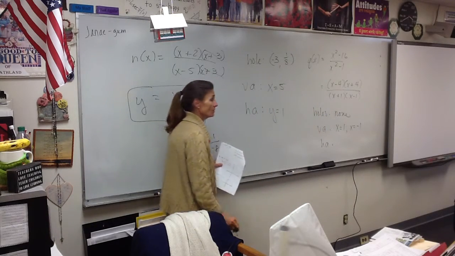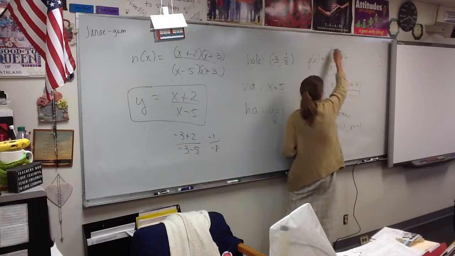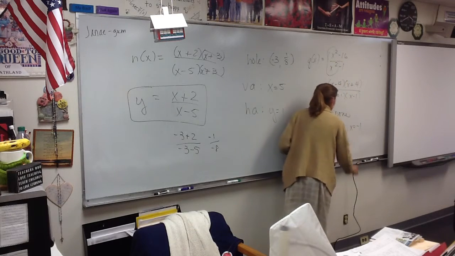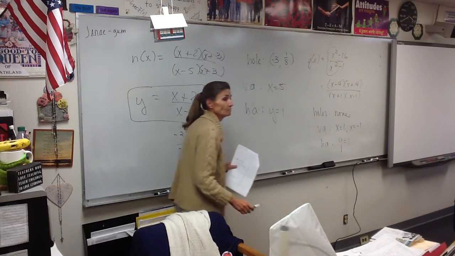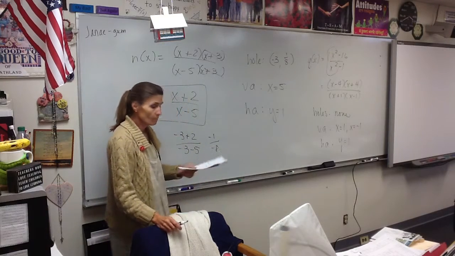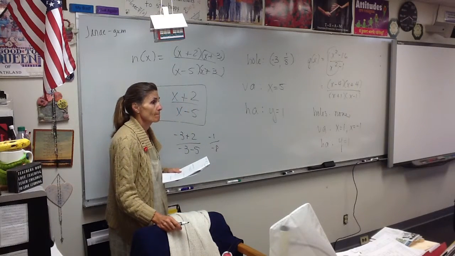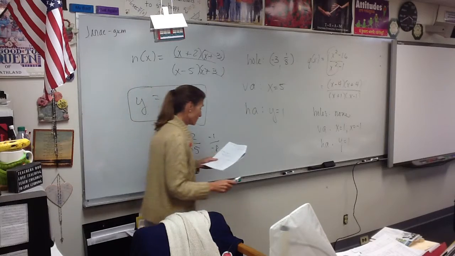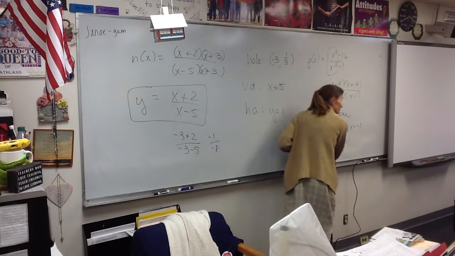Vertical asymptotes, where are they? Two of them again, right? Why are there two vertical asymptotes? X equals 1, X equals negative 1, right? How about horizontal? Y equals 1. Y equals 1, perfect. Anybody have a question about that? Okay, ready for part 3?